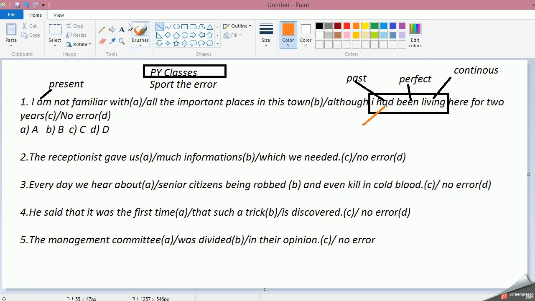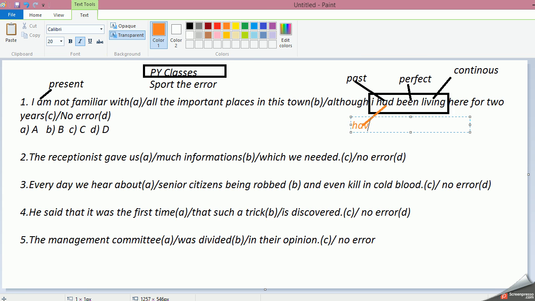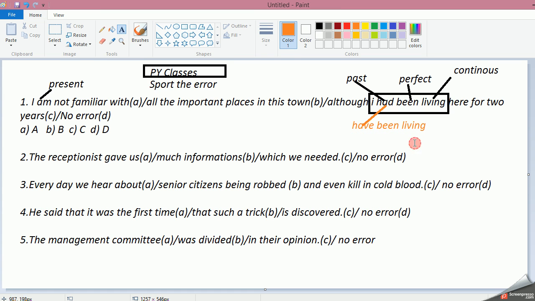So instead of this had, I have to use here have been living. So this is the correct sentence: I am not familiar with all the important places in this town although I have been living here for 2 years. So the error was in part C, so your option is going to be C. If you get this question in the exam, then you have to mark your option as C. So here we need to do the modification. Now come to the second question.